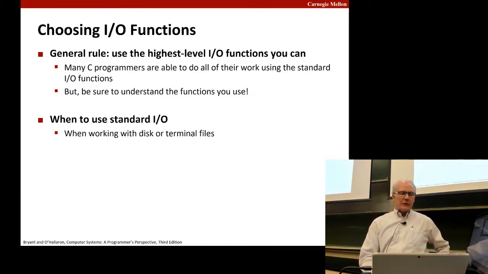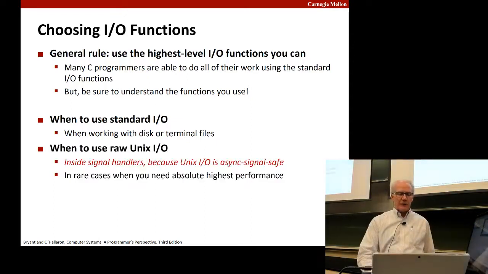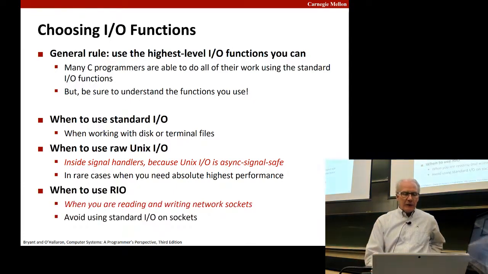So just to summarize, you use standard I/O for the common file operations, raw Unix I/O for signal handlers or other special cases, and Rio, we'll see, is useful when you're doing network programming.